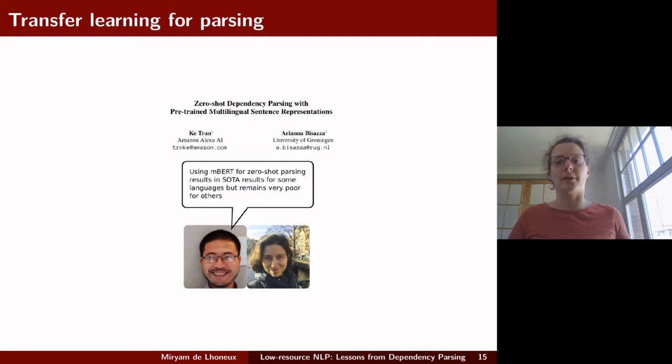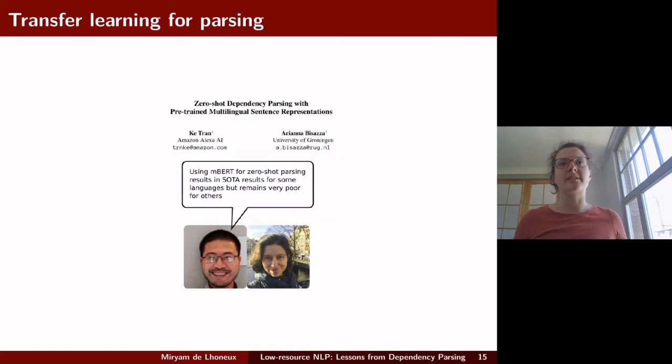and there's been some follow-up work like this one trying to analyze how mBERT can be used in the context of zero-shot dependency parsing, where the zero-shot means you have not seen treebank data for the language. And they found that this works really well for some languages, but it still remains very poor for others.